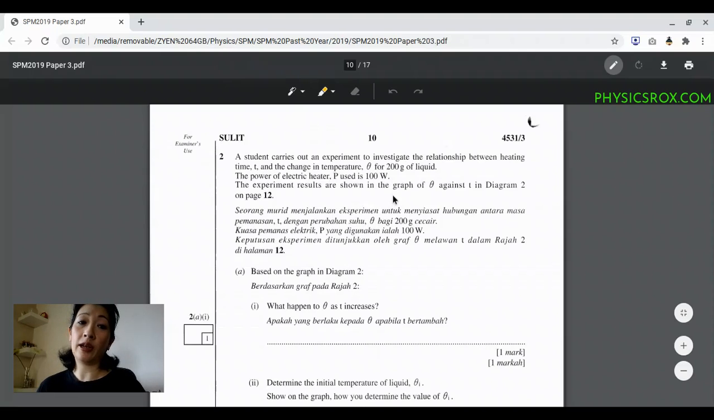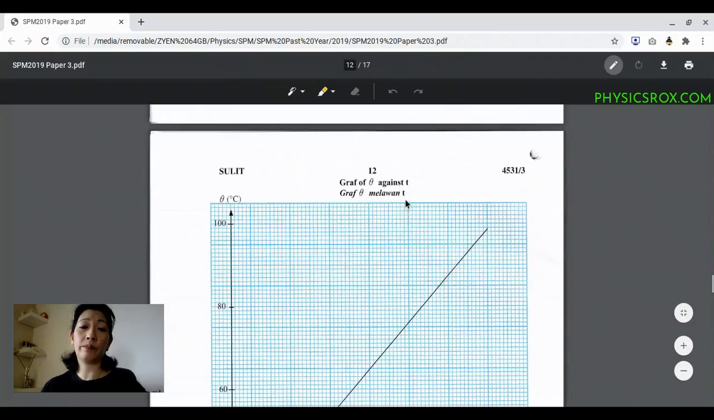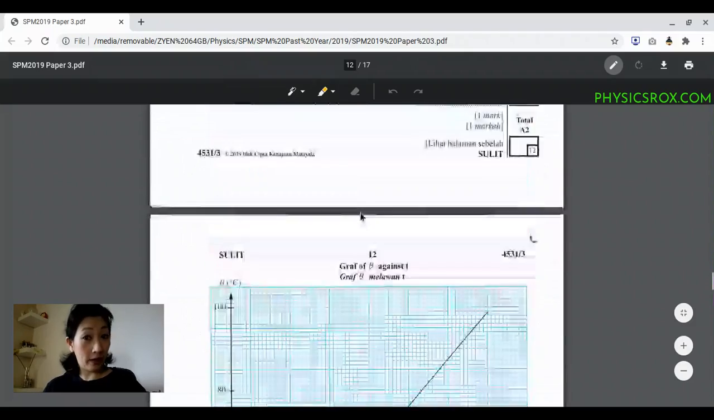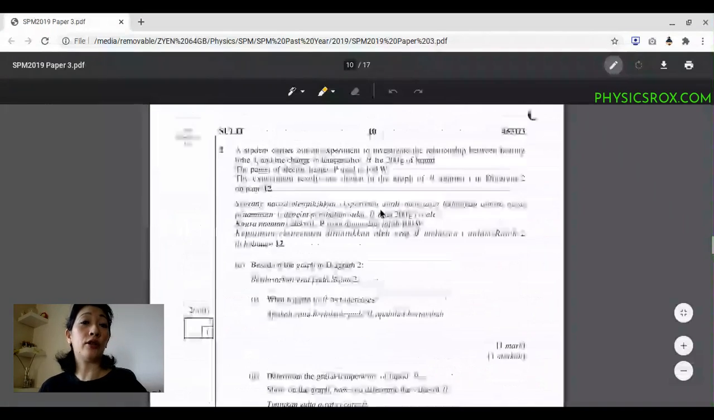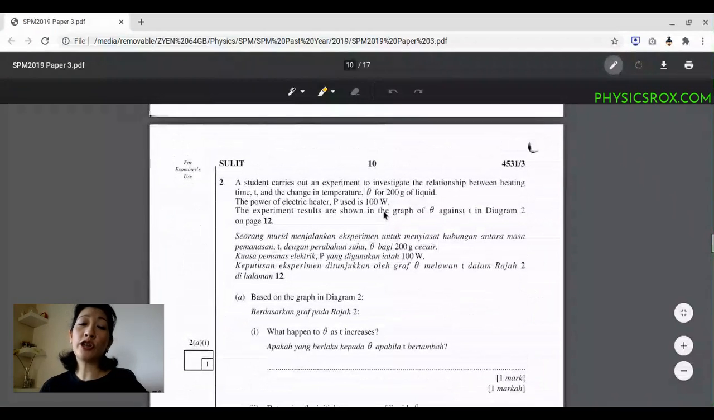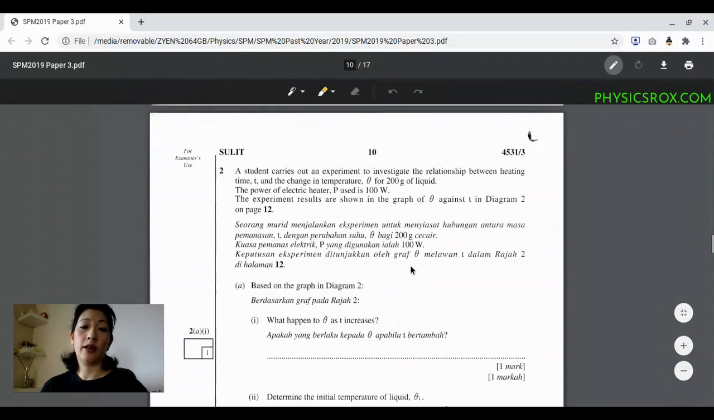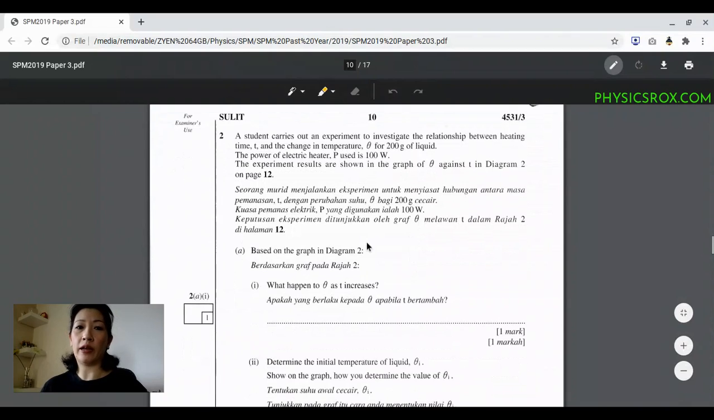Now, all Physics Paper 3 based on this particular format, Question 2 always gives you a graph. You can see that there's a question here, and it tells you the experiment results are shown in a graph on page 12. So let's scroll to page 12, and yes, there's a graph given. To answer Question 2, you need to refer to this graph. Make sure you read the question carefully to check what information is given here. The questions may differ from paper to paper, but it's always centered around the graph.